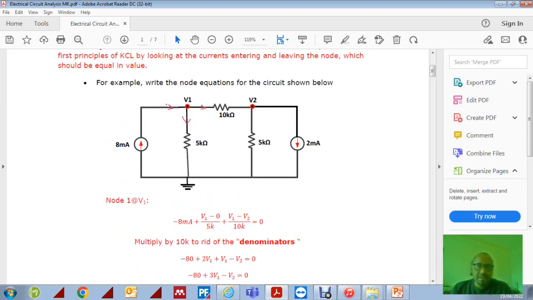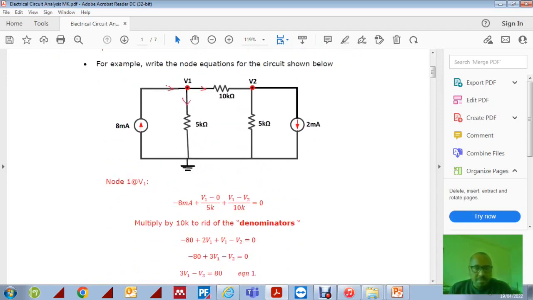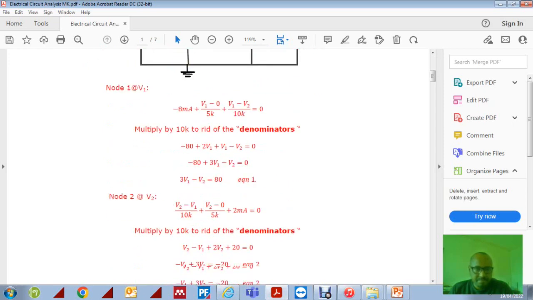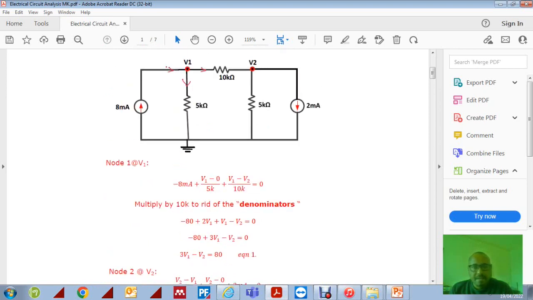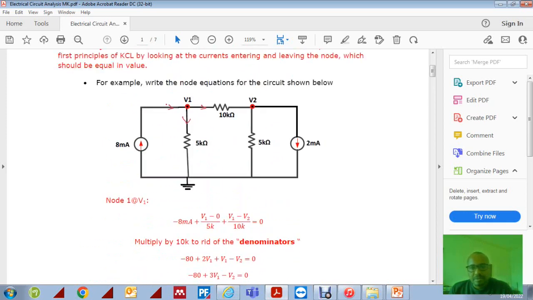Again, now we need to find the equation at node 2, or at V2. At V2 we can do, because we're looking at what's coming from that side, V2 minus V1 divided by 10, plus V2 over 5, or V2 minus 0 over 5k, and then plus 2 milliamps. Why we say 2 milliamps is because this is leaving the circuit.